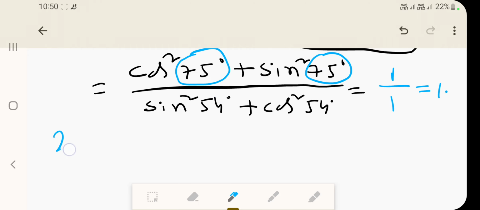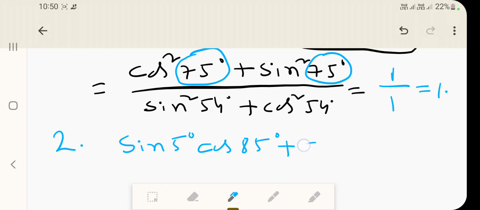Now another problem, here we have sine 5 degrees cos 85 degrees plus cos 5 degrees into sine 85 degrees.